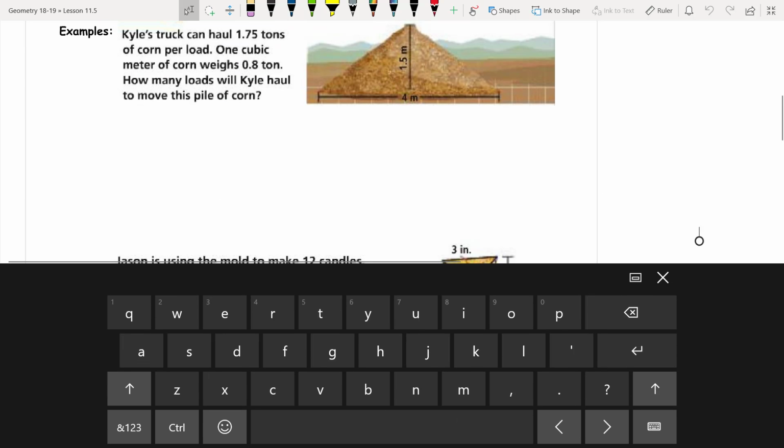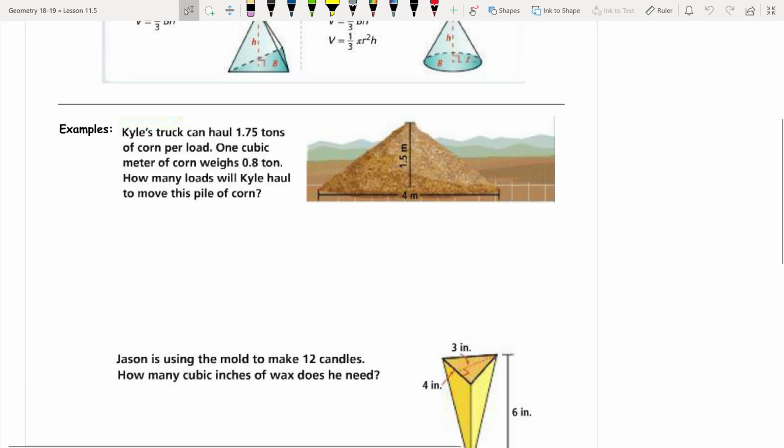And this first one is an example of a truck dumping stuff out of its truck bed. If you have ever had mulch delivered to your house and you dump it out, it dumps out into a cylindrical pattern on the ground, so it really forms a cone as you dump it out. So this says that his truck can haul 1.75 tons of corn per load. It says 1 cubic meter of corn weighs 0.8 tons. How many loads will Kyle haul to move this pile of corn?